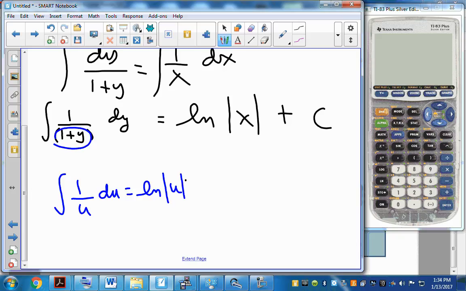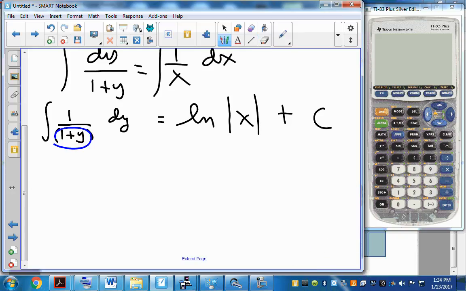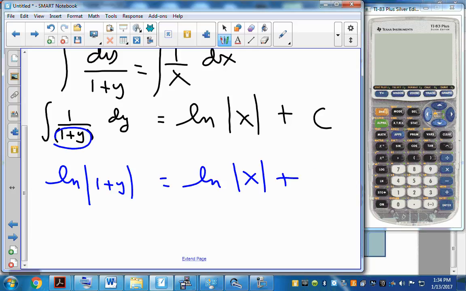What's the derivative of that thing? 1 dy, right? If 1 plus y is u, then du dy is 1, and du by itself is dy. So yeah, this is fine. And everything's set up perfectly. We don't have to do anything. We just integrate it, and we get a log of the absolute value of 1 plus y, right? Pretty good so far? Okay.